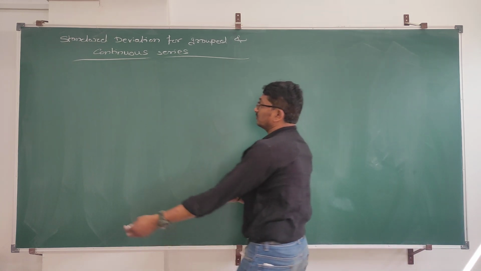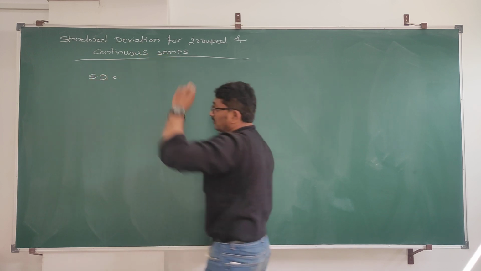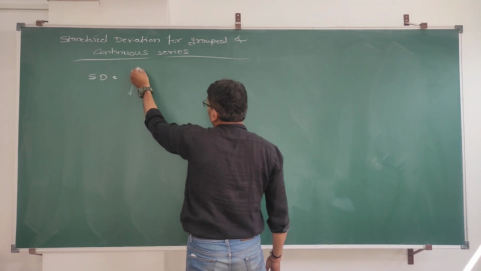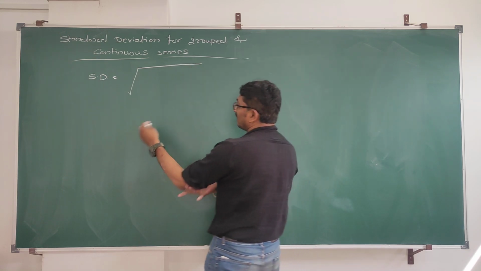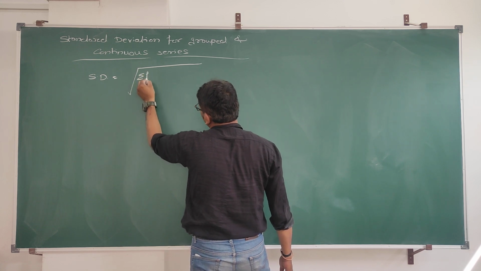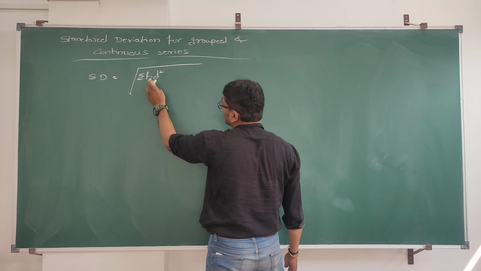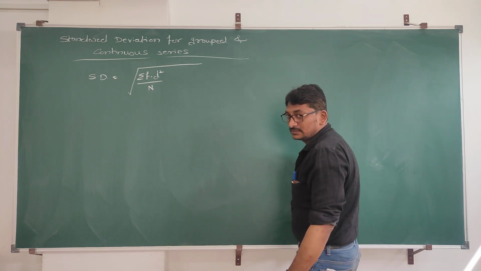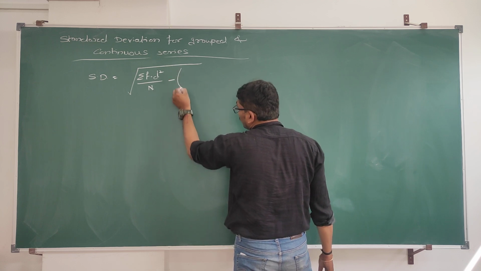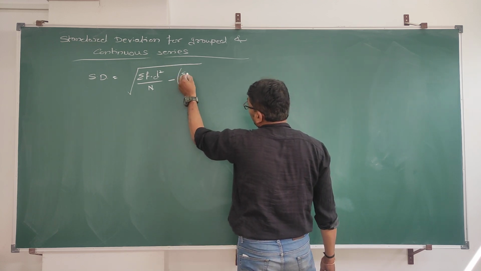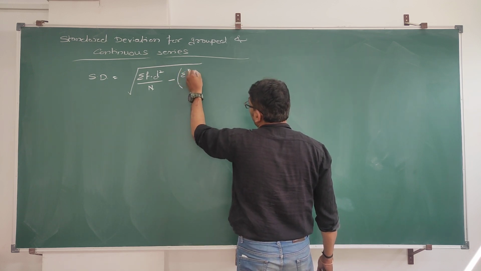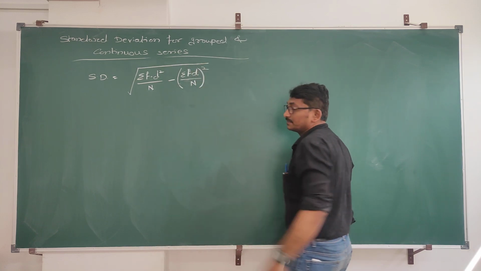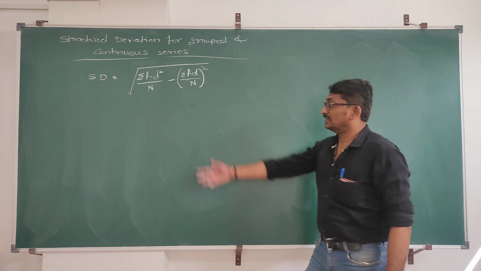I will give you the formula and I will tell you the change. SD, standard deviation, is equal to, right as it is, I will explain afterwards, root of summation f into d square (this point denotes multiplication sign) divided by capital N, minus, into bracket, summation fd upon capital N, bracket complete, the whole square. Okay, this is the formula.